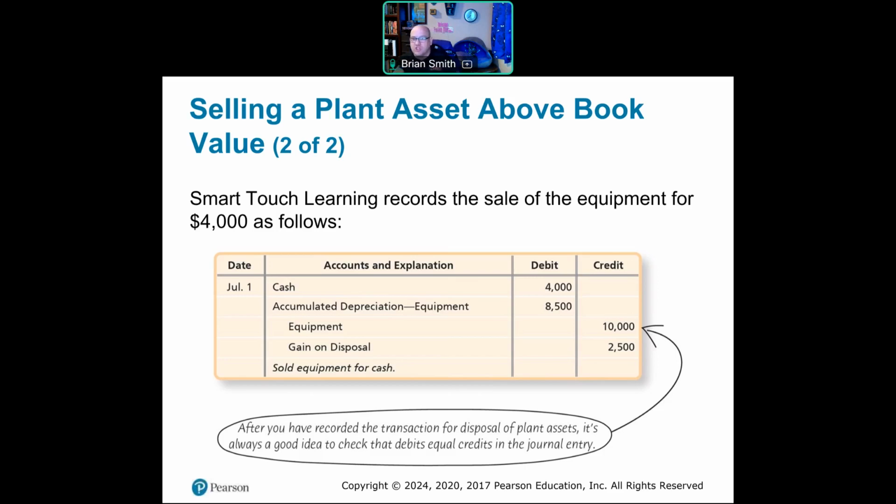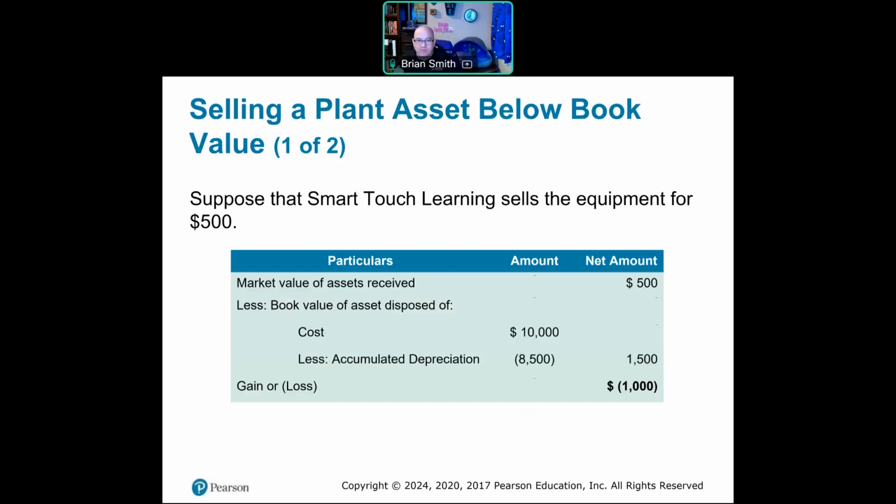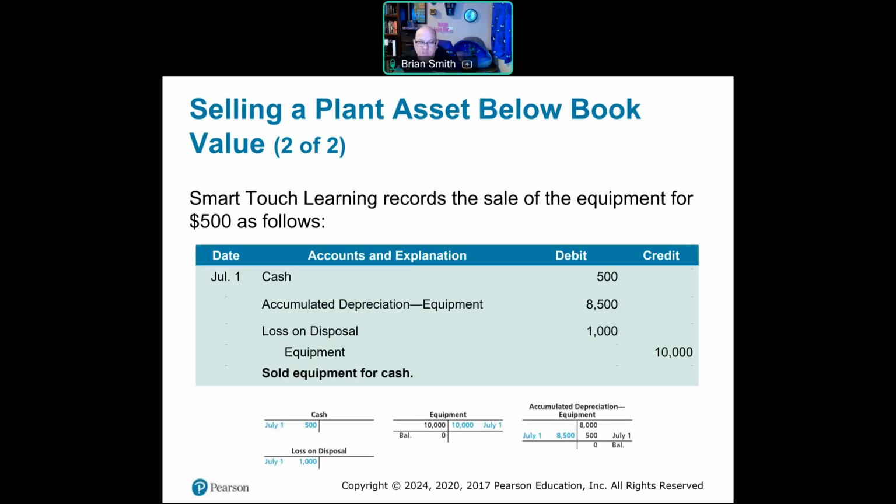But all you have to do is look at, hey, we only have this $1,500 left to expense. So if you get more than that, it's a gain. You get less than that, it's a loss. Okay. So what happens if it's a loss? We only got $500, and the accumulated depreciation is 1,500. Well, we have a loss on the disposal. Here's your journal entry for the loss.